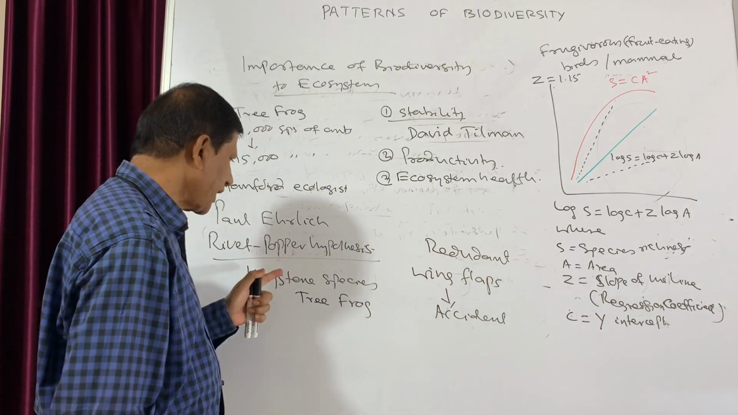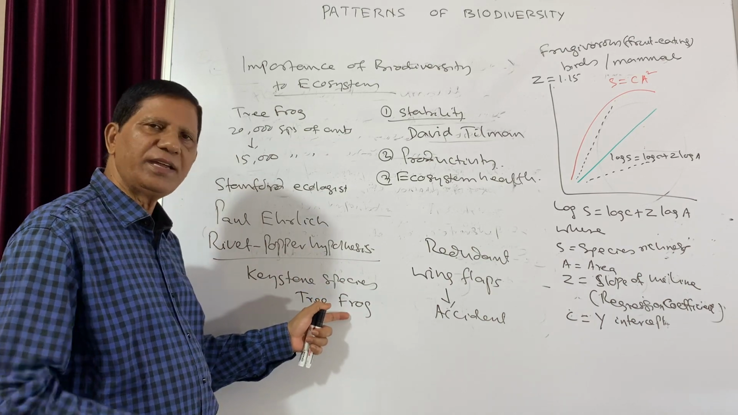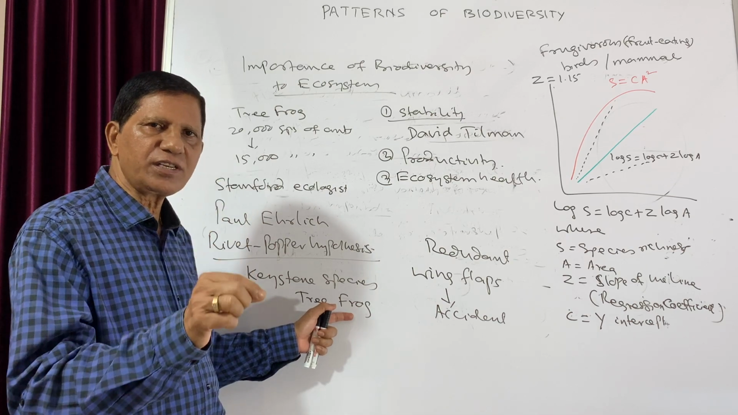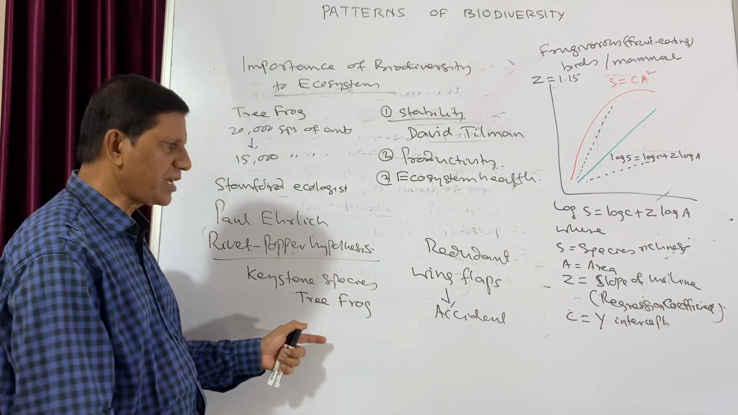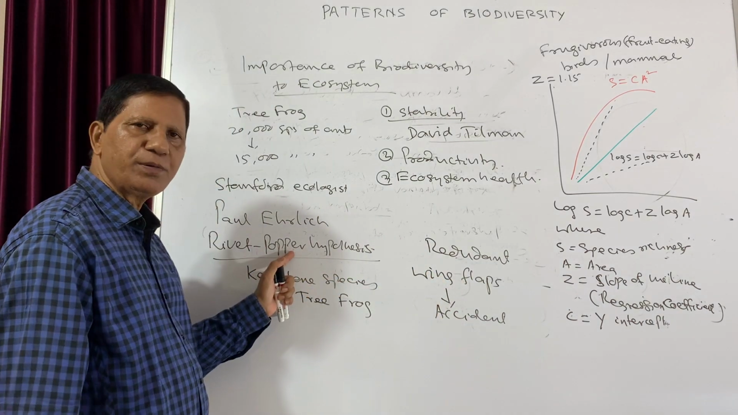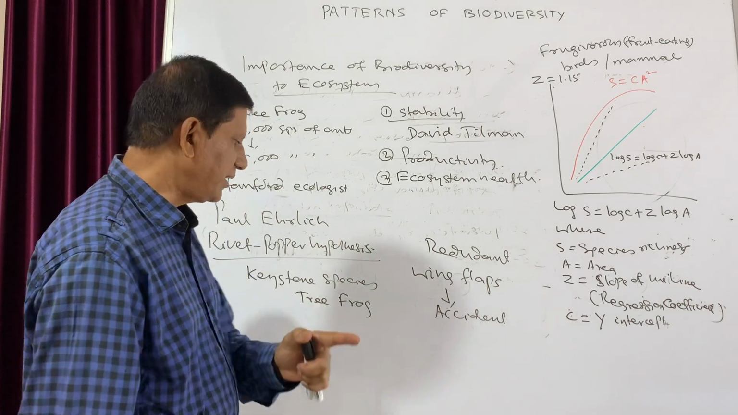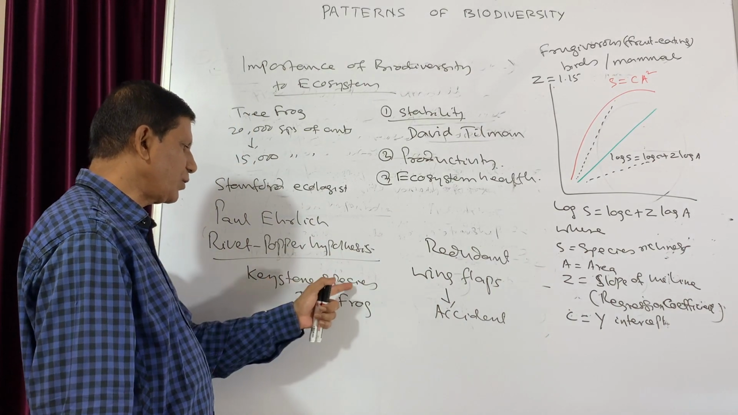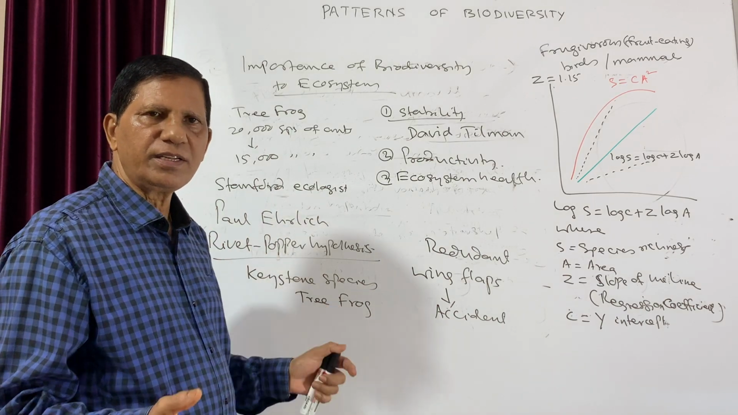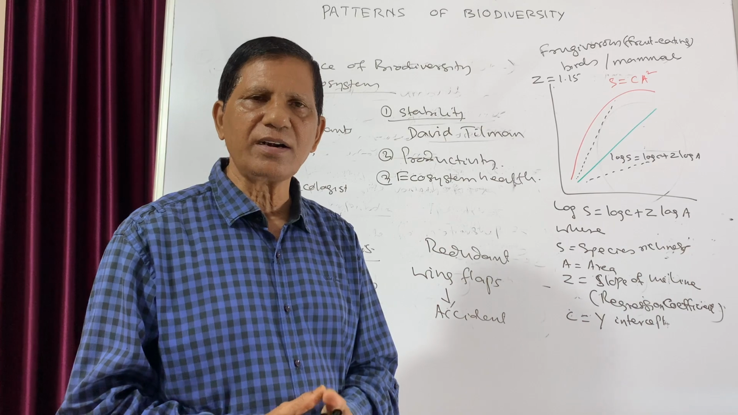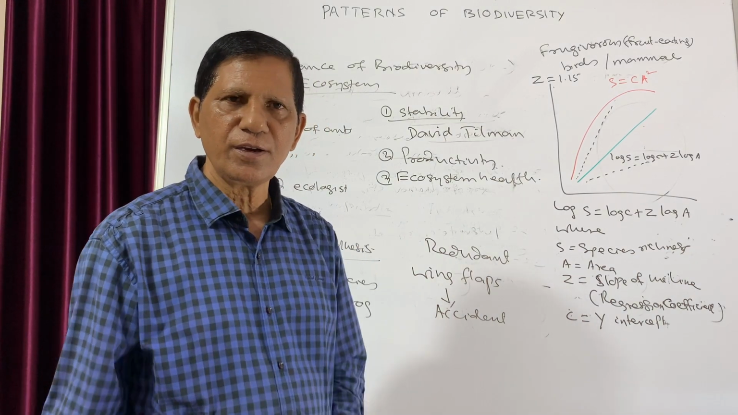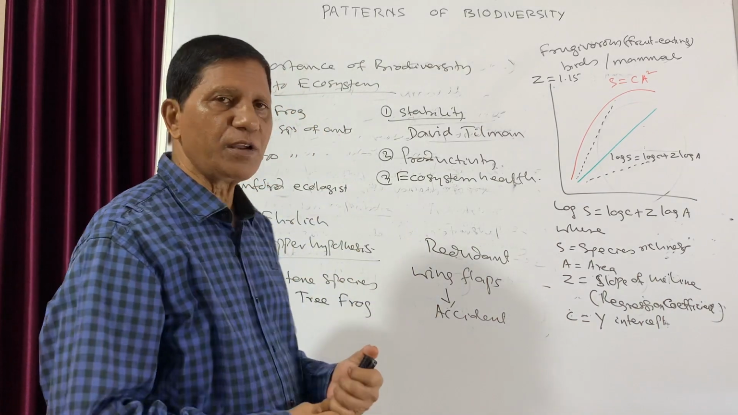So if a keystone species like a tree frog becomes extinct, it has a great impact and the entire ecosystem will collapse. Just as if some rivets from the wing flaps are popped, it will lead to an accident. The same thing happens if a keystone species like a tree frog becomes extinct, the ecosystem will collapse and that becomes a danger for the survival of human beings. So this is all about the patterns of biodiversity.